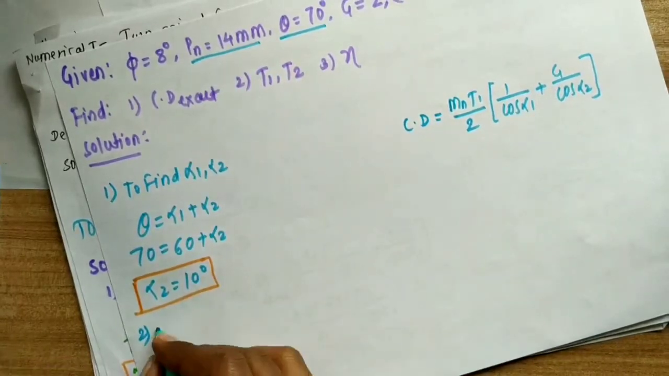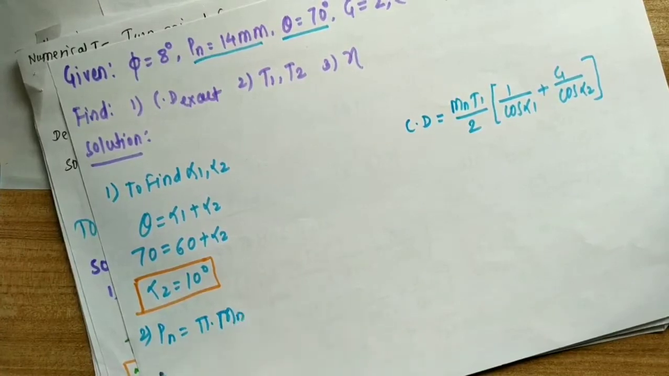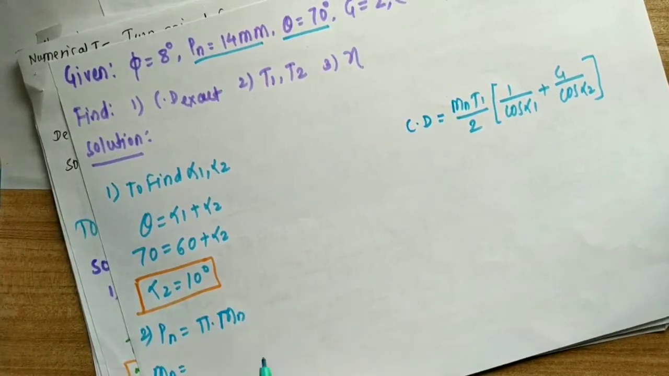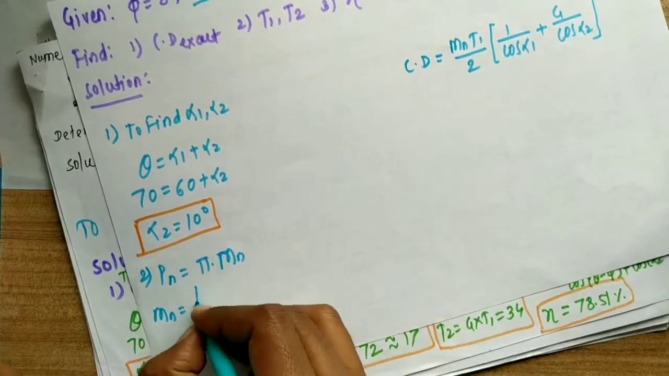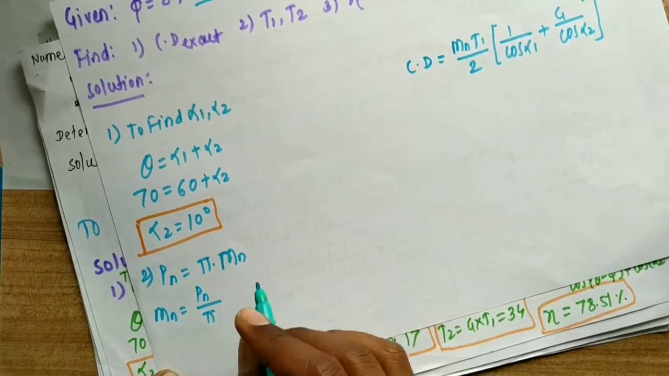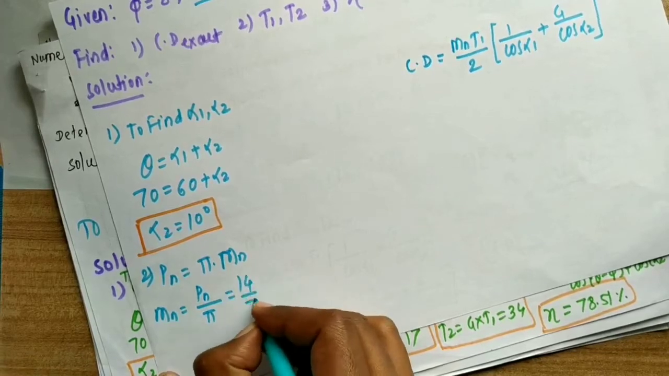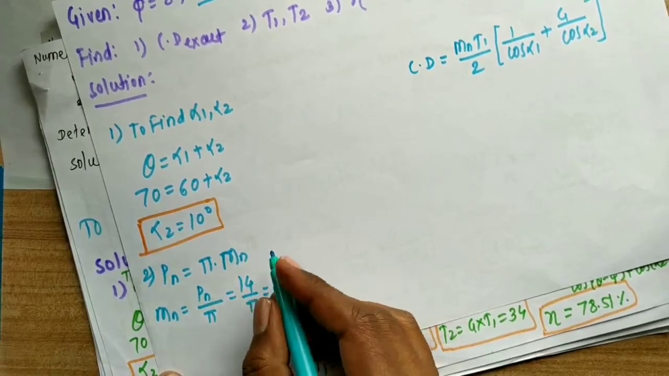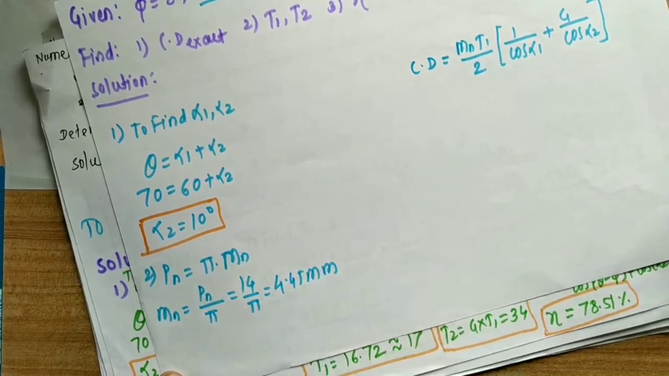So we know that Pn is equal to pi into Mn, and hence Mn is equal to Pn upon pi. If you put the value of Pn, 14 upon pi, which is equal to 4.45 mm. So I know the Mn value, I know the alpha 1, alpha 2 values.